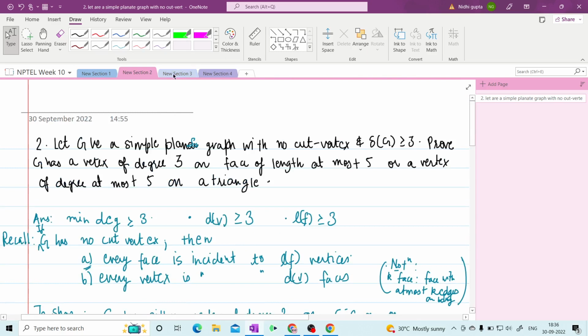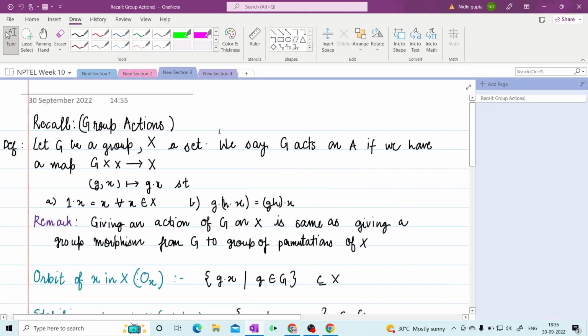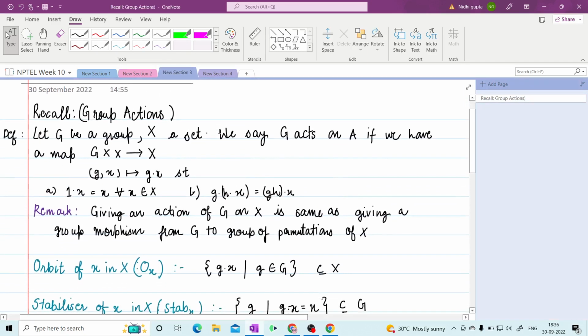Now the next question. Before going to the next question, let's quickly recall group actions. So what is a group action? For a group action, first we require a group G and a set X on which this group acts. So we say that a group G acts on a set X if we have a map from G cross X to X, where (g, x) goes to g dot x, and this map should satisfy these two properties.